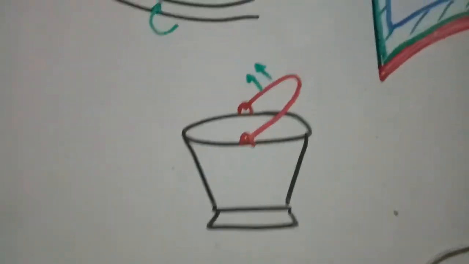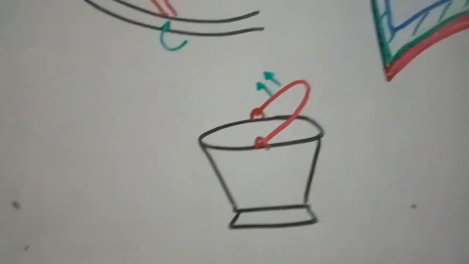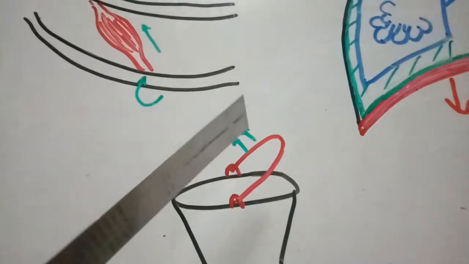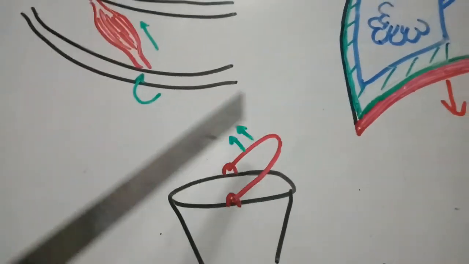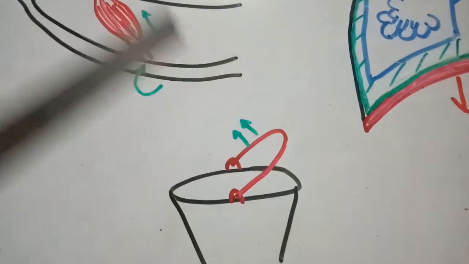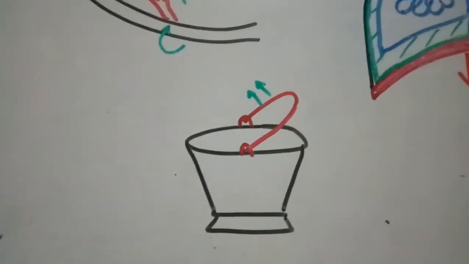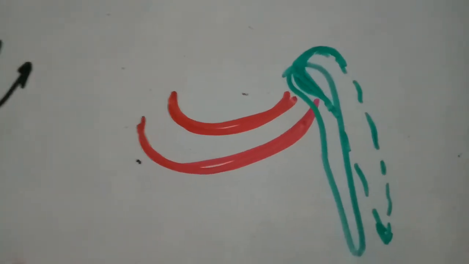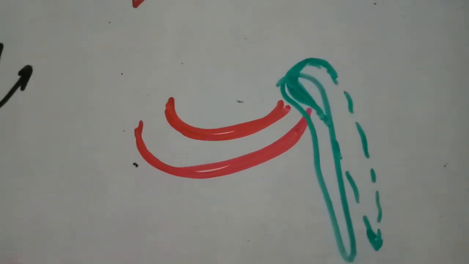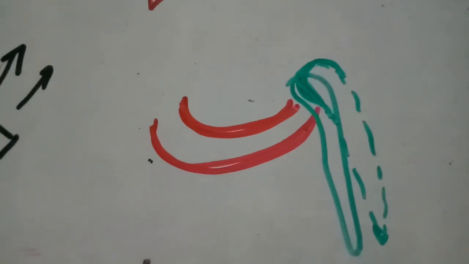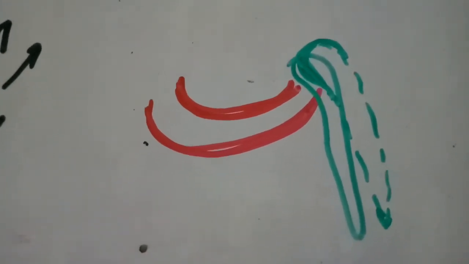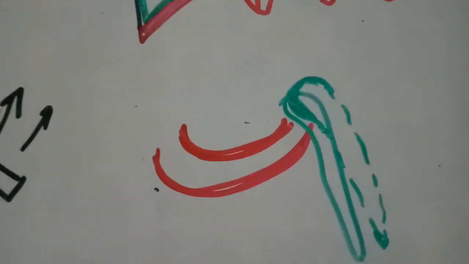This is the bucket handle movement. You can see that it will raise the lower rib like a bucket handle, so it is also known as bucket handle movement. Now the second movement is the pump handle movement. It is also caused by the external intercostal muscles only, but by those of the first two spaces only.